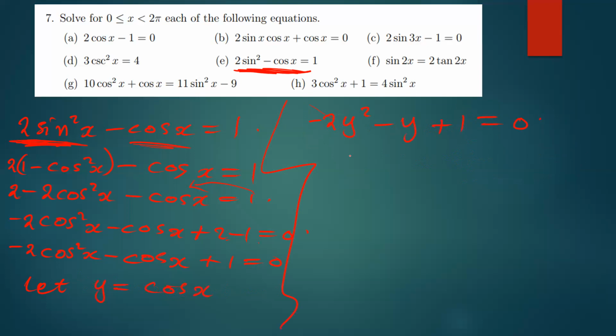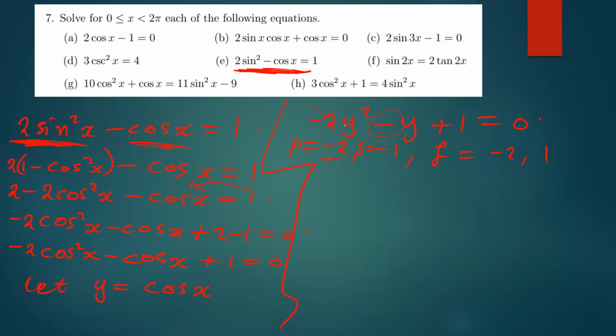This is a quadratic equation which you can solve using any method that you know. The product here is negative 2 times 1, which will give us negative 2. The sum is the coefficient of y there, which is negative 1. So do we have any two numbers that we can multiply to give us negative 2, and when we add them, they will give us the sum, which is negative 1? These numbers are called factors. These numbers are negative 2 and positive 1. When you add negative 2 and positive 1, you're getting negative 1. When you multiply them, you're getting negative 2.